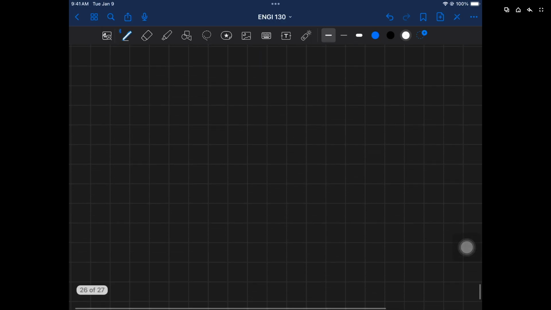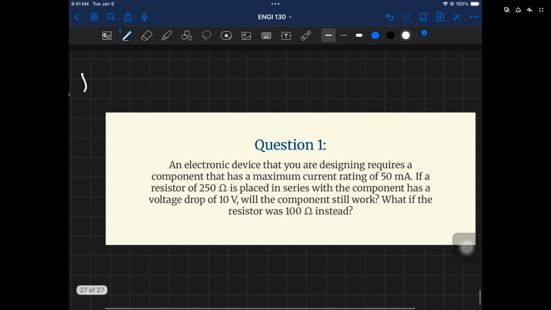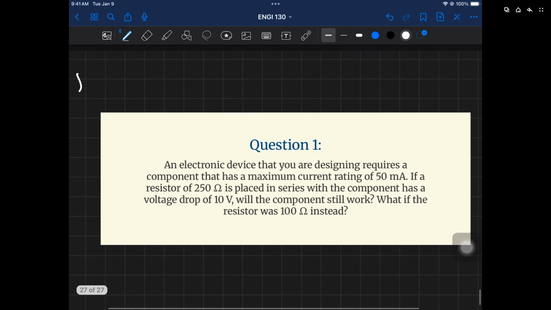Now let's do a quick problem. Question number 1. An electronic device that you are designing requires a component that has a maximum current rating of 50 milliamps. If a resistor of 250 ohms is placed in series with the component and has a voltage drop across it of 10 volts, will the component still work? What if the resistor was 100 ohms instead?